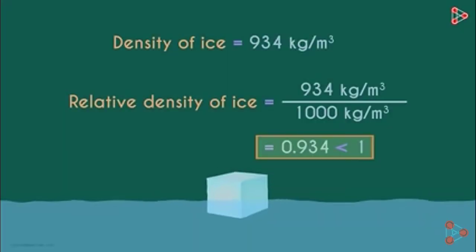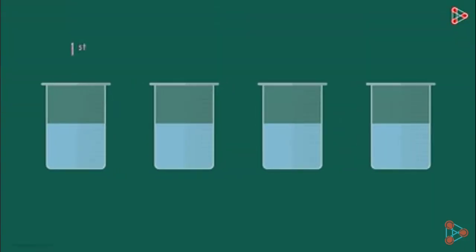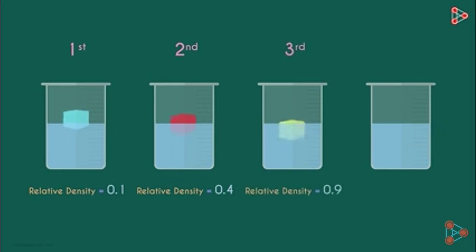We can understand this with a simple diagram. Take 4 beakers filled with water. In the first one, drop a substance with a relative density of 0.1. You'll see that it floats like this. In the second one, drop a substance with relative density of 0.4 and you'll see that it floats like this. More of it is inside the water. And if it's 0.9, even more of it will be inside the water. But it will still float. And if it's greater than 1, say 1.2 or 1.3, then it will sink.